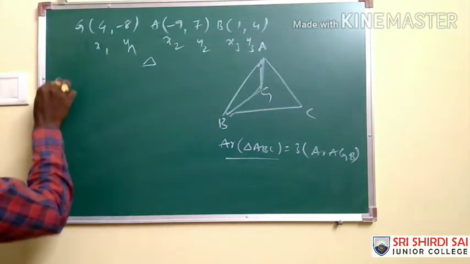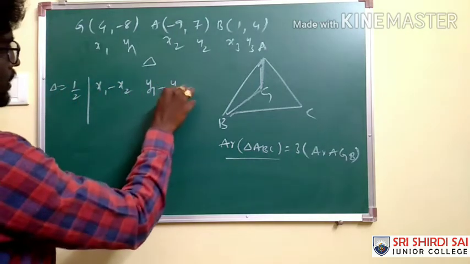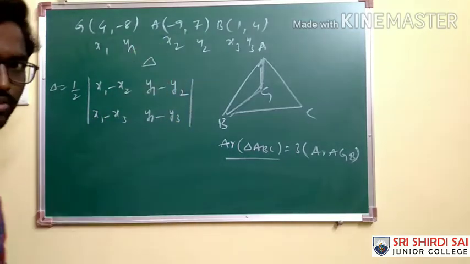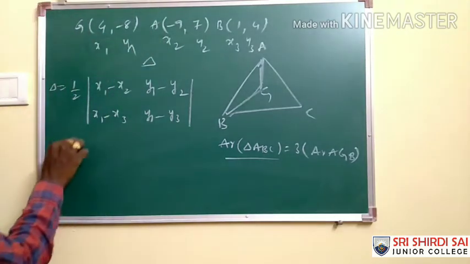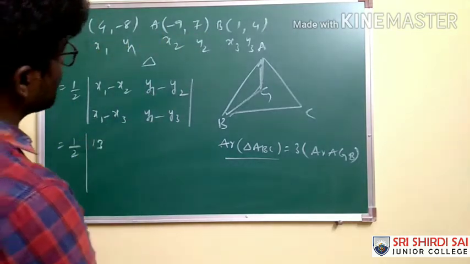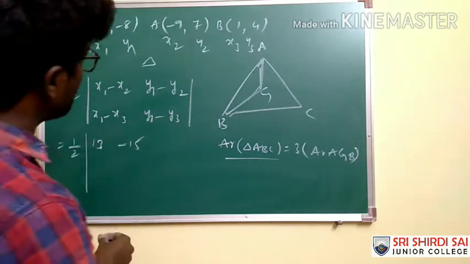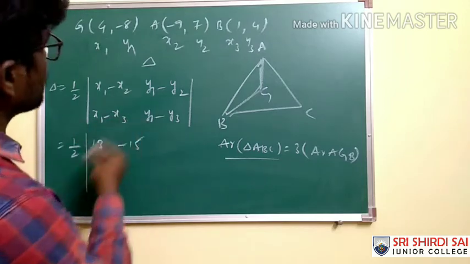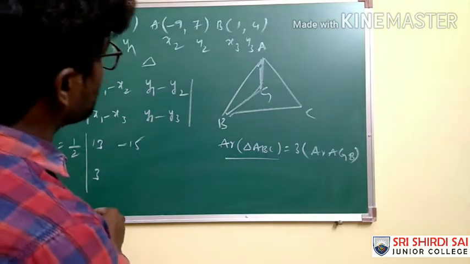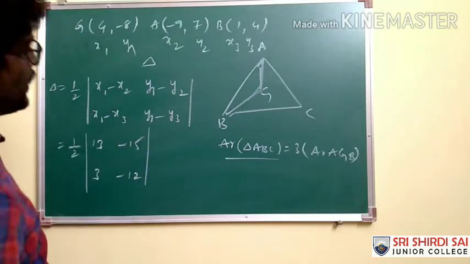Now let's use another formula. Delta is equal to half mod of the determinant with rows x1 minus x2, y1 minus y2, and x1 minus x3, y1 minus y3. This is also one among the formulas we discussed yesterday. Half mod x1 minus x2, 4 minus minus 9 plus 13, y1 minus y2, minus 8 minus 7 is minus 15, and x1 minus x3, 4 minus 1 is 3, and y1 minus y3, minus 8 minus 4 means minus 4.